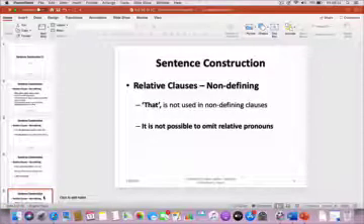That, like I previously said, is not used in non-defining clauses. Okay? It's not possible to omit the relative pronouns. What I suggest you do when you're working with relative pronouns is that you don't use that in defining or non-defining clauses. Therefore, you won't get in a mess.